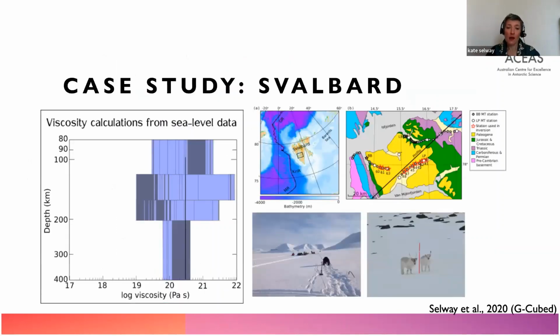I'm very quickly going to go through a case study of this work, where I collected MT data in Svalbard. In Svalbard, there are some estimates of what the mantle viscosity is from looking at sea level change and models of past ice sheet behaviour. But those ice sheet models are a bit uncertain. This is the range of models of mantle viscosity from Svalbard, and as you can see, it's quite a large range. So we collected some MT data.